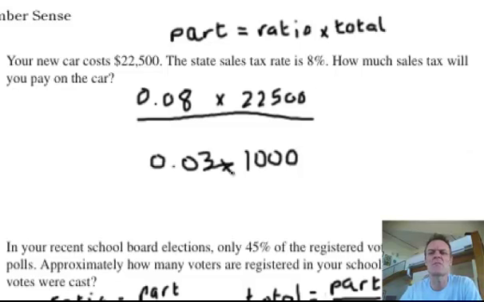Part equals ratio times total. What is 50% of this? Okay, what's the part of it? What's the discount? All right. Now, but have a look at this one below.